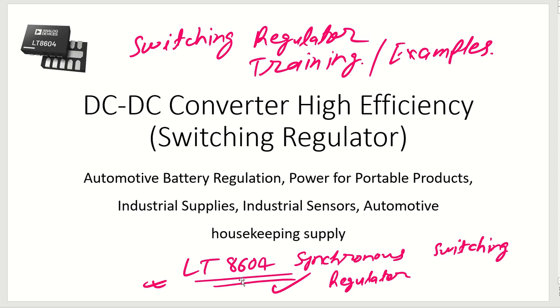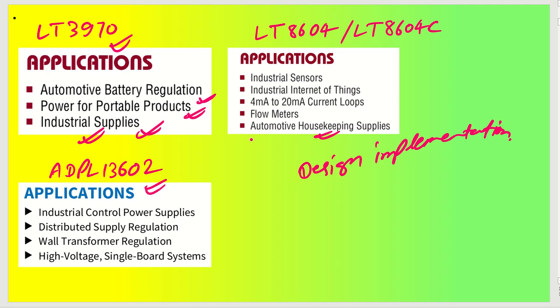So let us take one more example, which is LT8604. This is a synchronous switching regulator, and we'll go through the data sheet completely and see how quickly we can get all the information that we need to design the circuits. As you can see, this particular IC is the LT8604 or LT8604C.